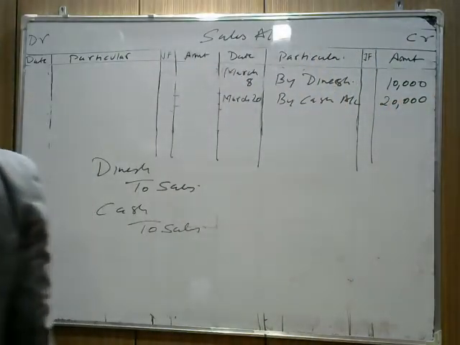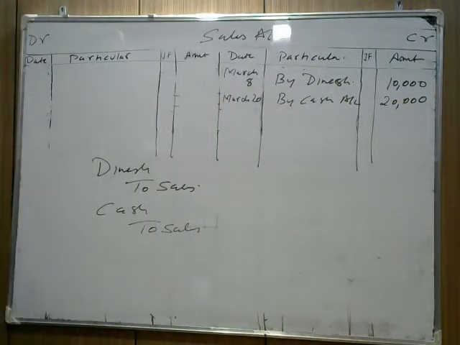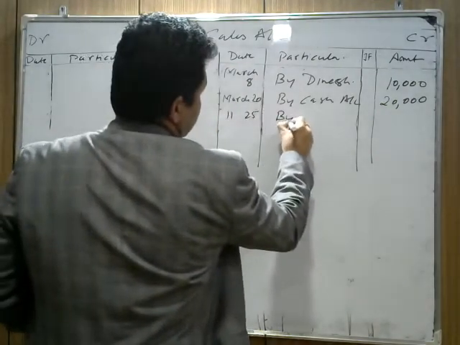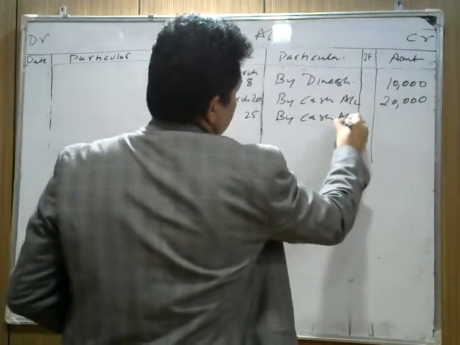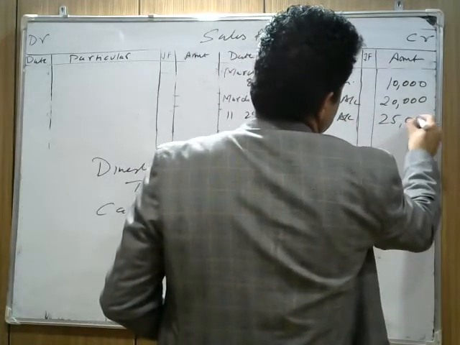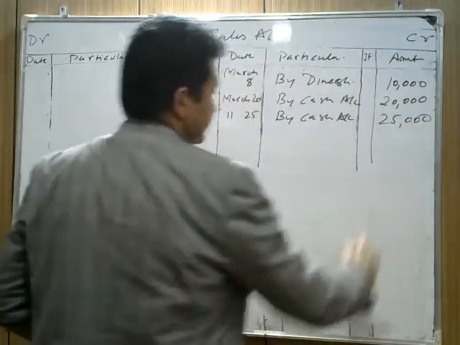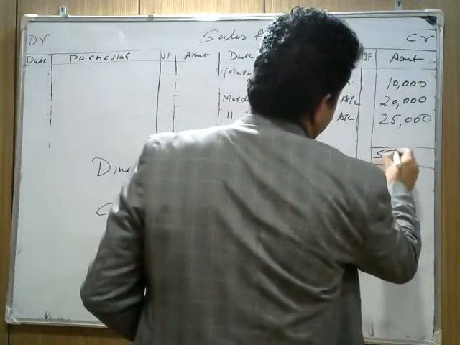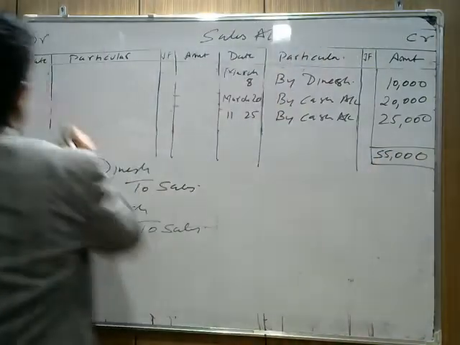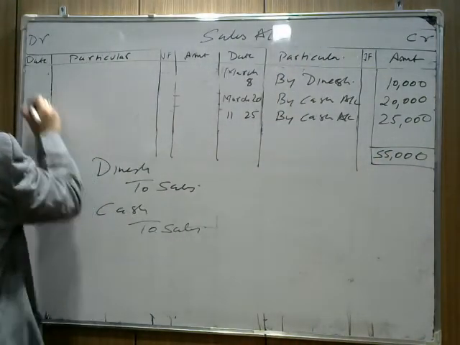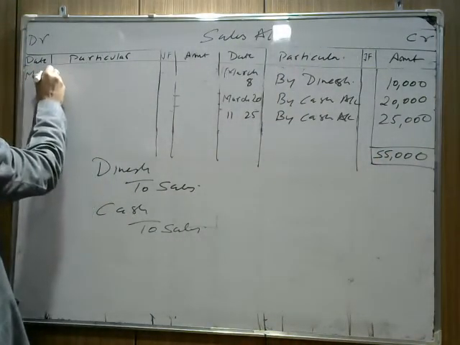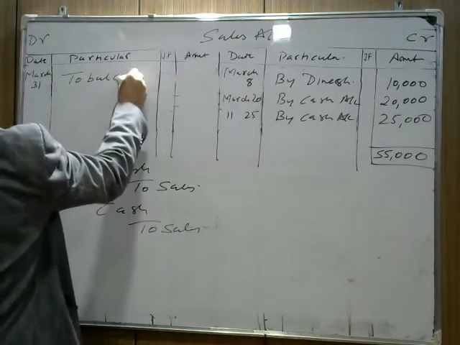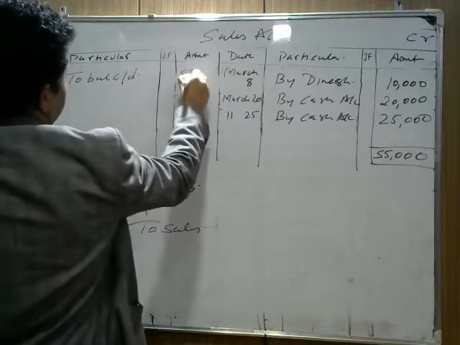Next, on March 25th, again you sold goods in cash. We write March 25th by cash account again and the amount is 25,000. There are no other transactions here. We add them: 45 plus 10, 55,000. So right here on the last date of the month, March 31st, we write to balance c/d of 55,000.